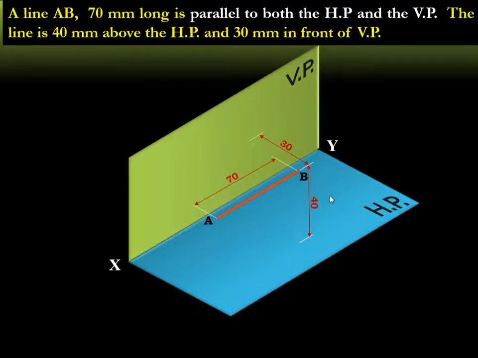Now let us find the projections of a straight line which is parallel to both the reference planes. The pictorial representation of the given problem is shown here. It is given that the true length of the line is 70 mm and the line is located 30 mm in front of the vertical plane and 40 mm above the horizontal plane.